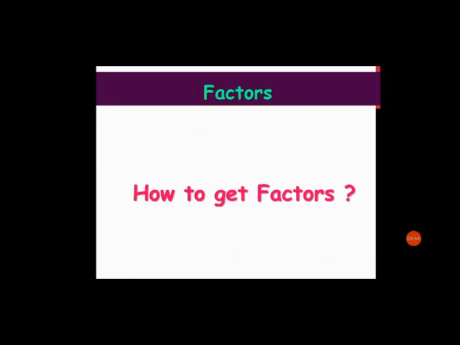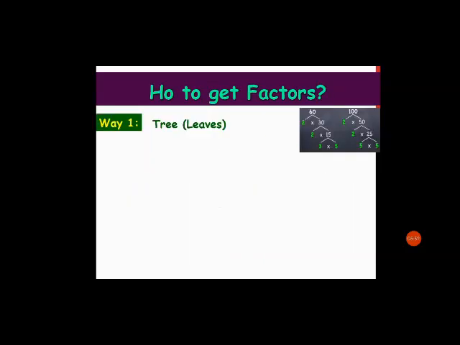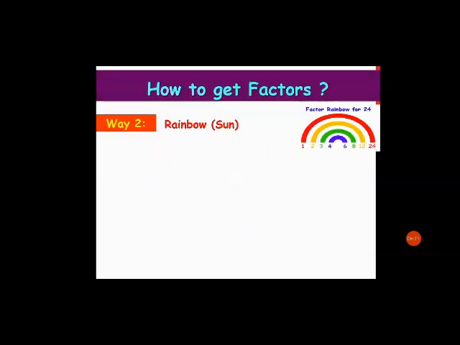Now, how to get factors? We have different ways in order to get factors. The first method is called the tree method or the leaves method, in which if I want to get the factors of number 6, I just consider them like a tree, and I can write 1 times 6 and 2 times 3. So the factors are 1, 2, 3, and 6. How many are they? They are 4 factors.